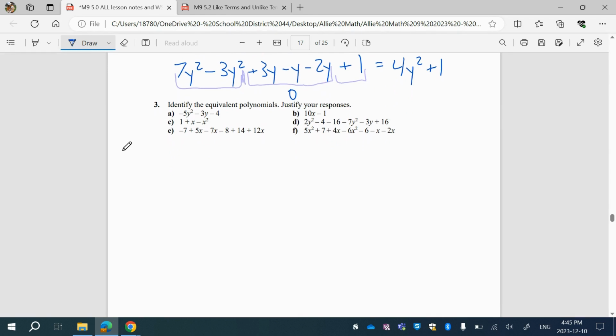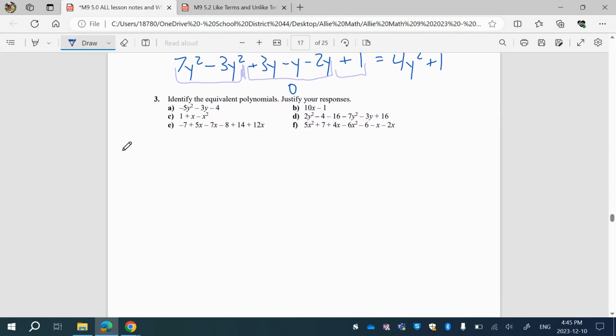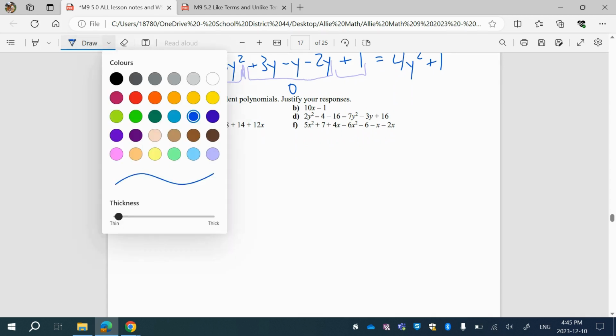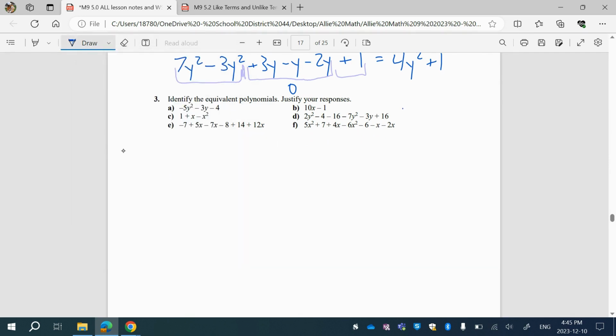Okay, for the next one, identify the equivalent polynomials, justify your response. So let's look first. We need to examine whether or not they have any like terms for us to combine. This one we have a negative 5y squared, a negative 3y, and a negative 4. So no like terms for us to combine, actually.